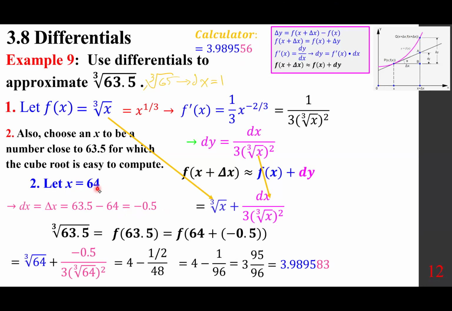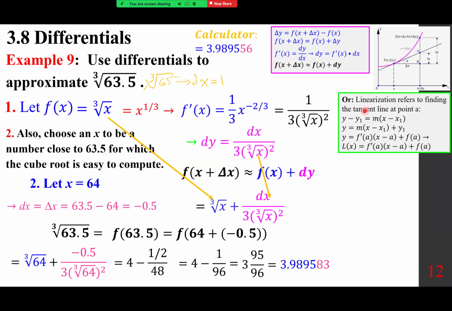We are done with this. However, I want to remind you of linearization, which refers to the tangent line. So we want to find the tangent line. And we want to find the tangent line at what point? What is the function? The function is cube root of x at x equals 64. So if I plug in 64, it gives me 64, comma 4. That's my point. What is the slope?